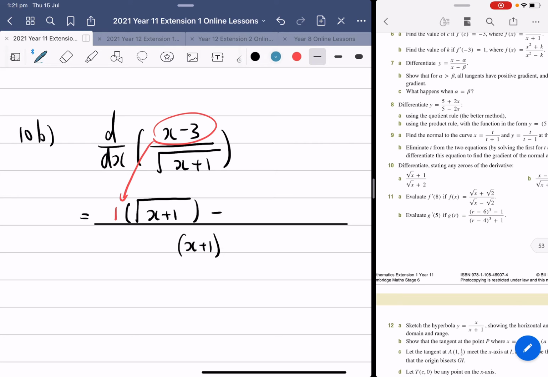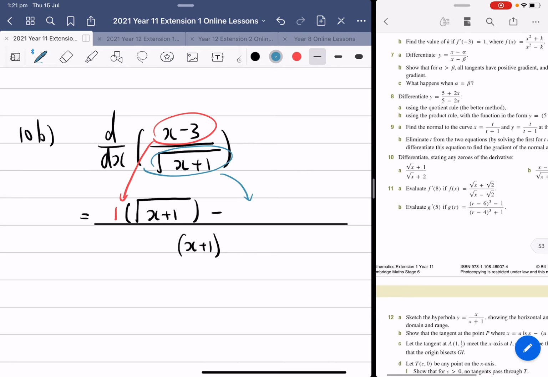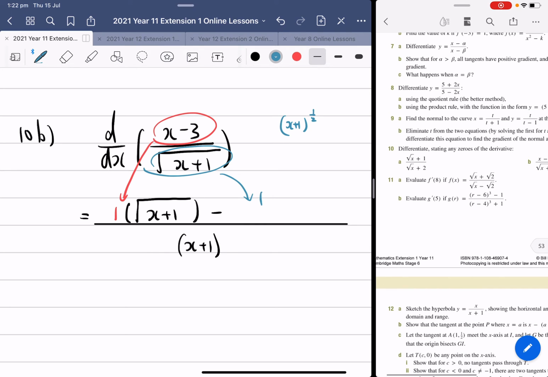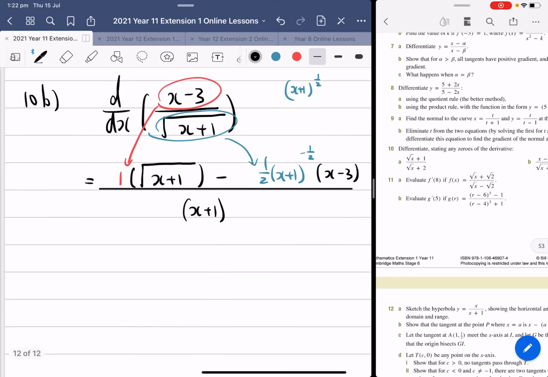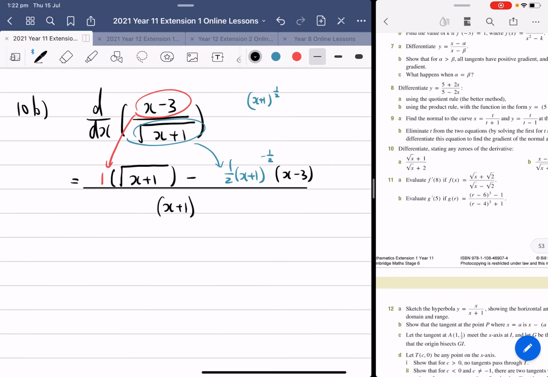Now you need to differentiate the denominator. This becomes a bit tricky, as it is a square root here. So what you can do is, on a square piece of paper, write down that this is to the power of half, and then you differentiate. Once you finish that, you times by the top, which is the numerator. Once you have finished that, the next step is you need to simplify.